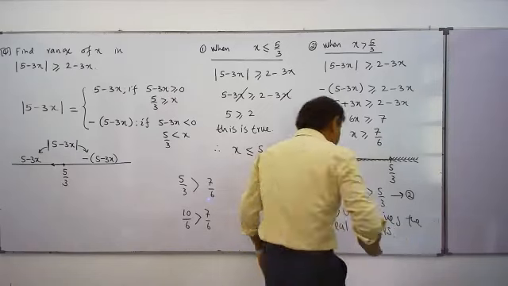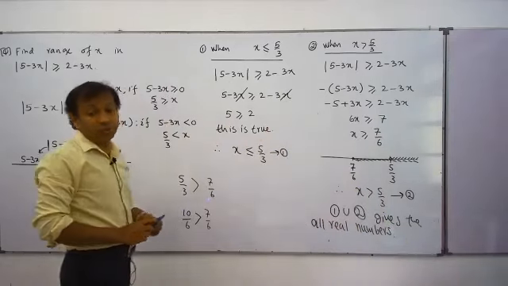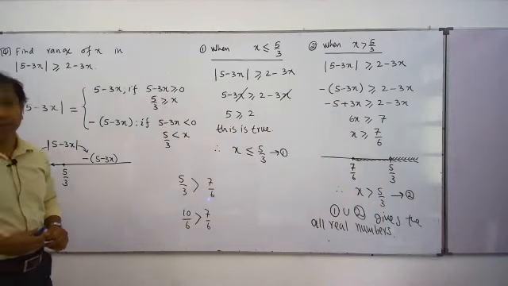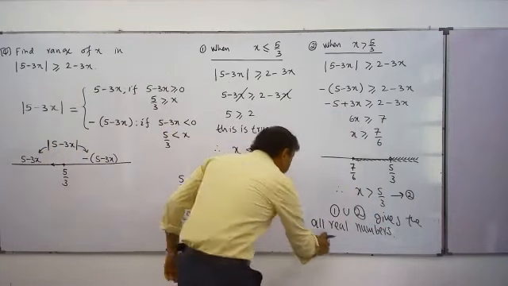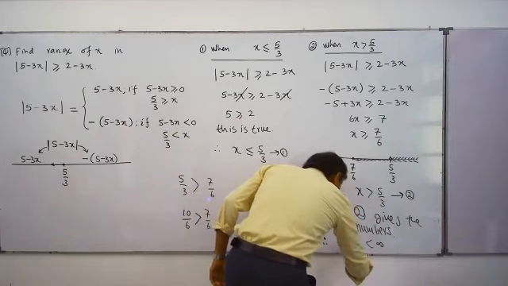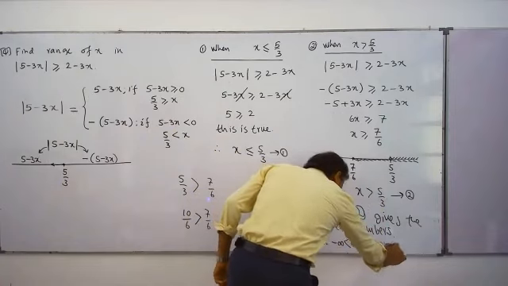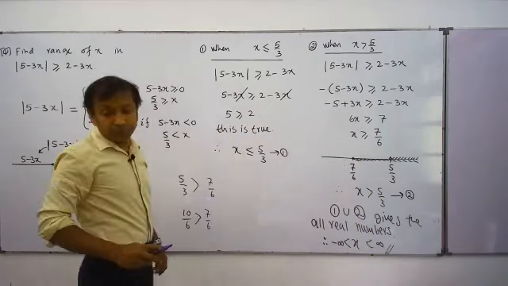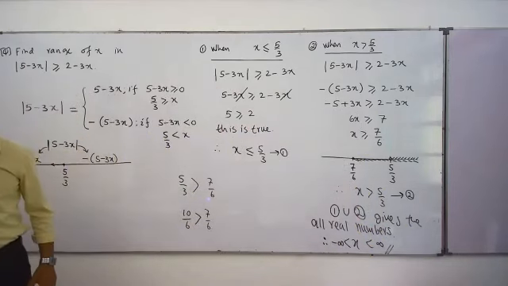All real numbers. So therefore, the solution, people, all real numbers, right? Therefore, x is less than infinity and greater than minus infinity. This is how we write the solution. Okay, right.